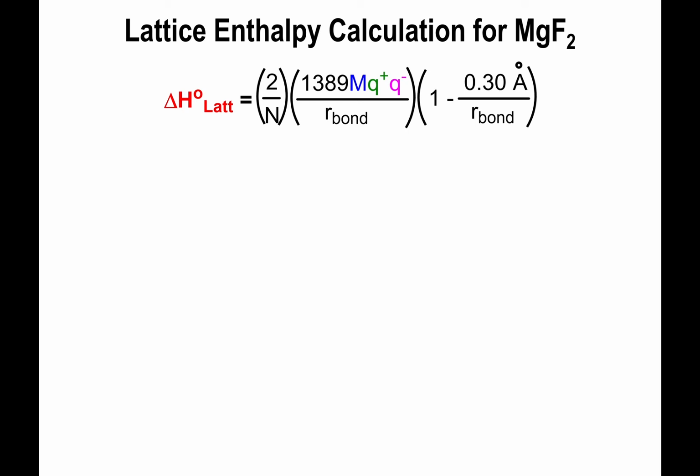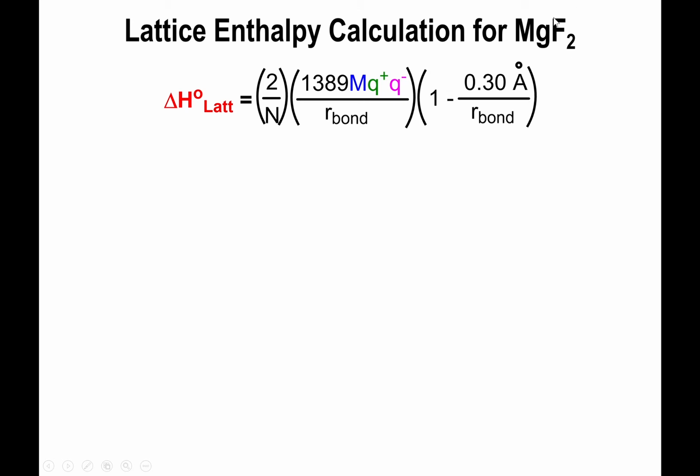Here we are, the last example. So we're going to now approximate the lattice enthalpy for magnesium fluoride. And the first thing is to notice the charges. Magnesium is a second row element and it has a 2+ charge. We could also determine that from the proportion. So we have a 2+ charge for magnesium and a 1- charge for fluoride.